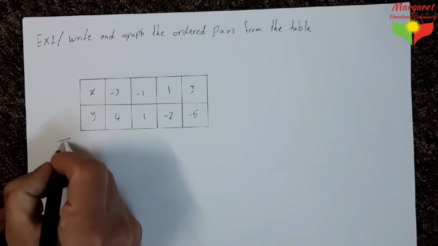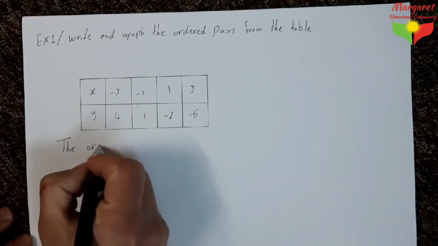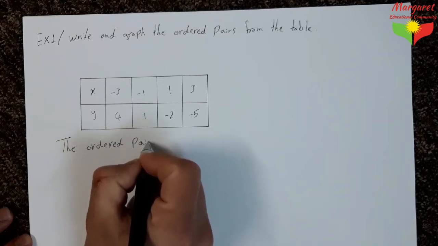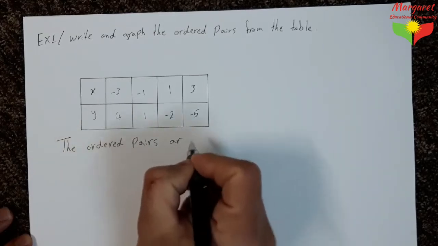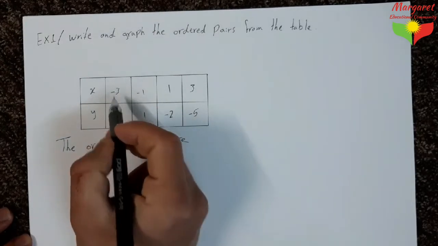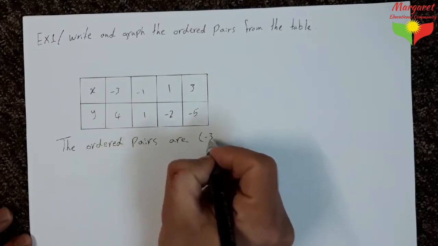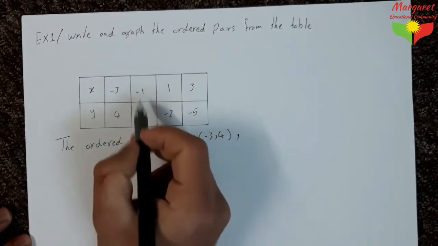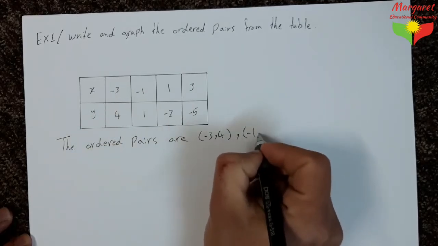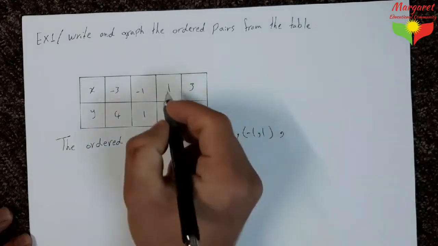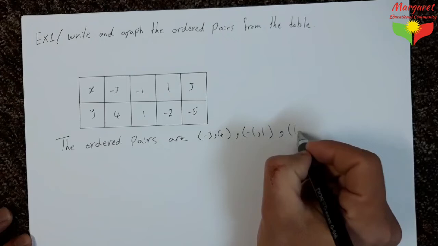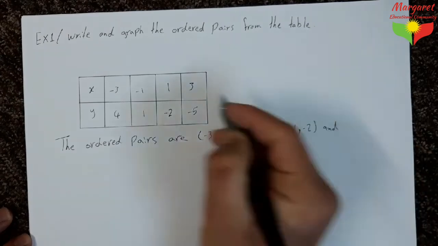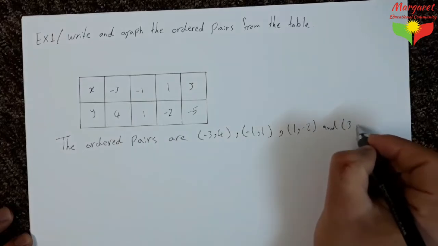The ordered pairs are -3, 4 and -1, 1 and 1, -2 and 3, -5.